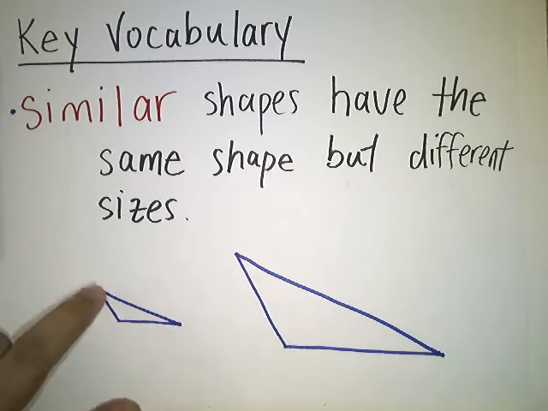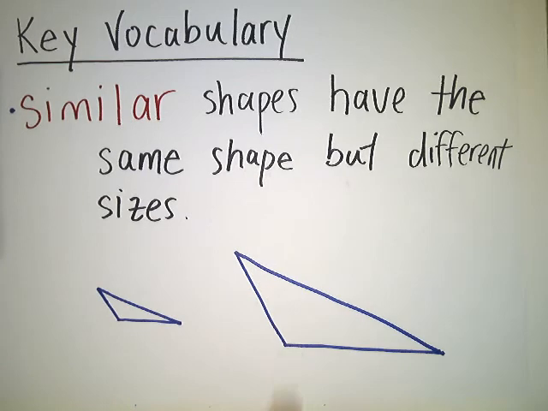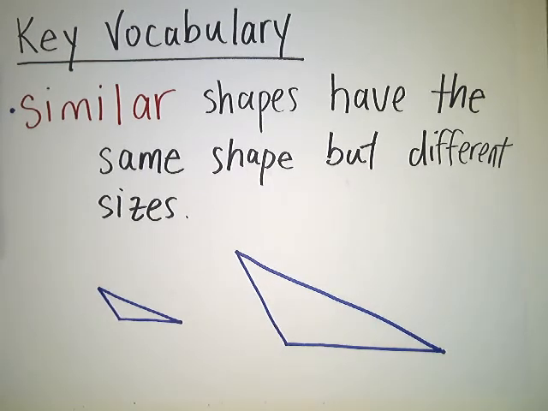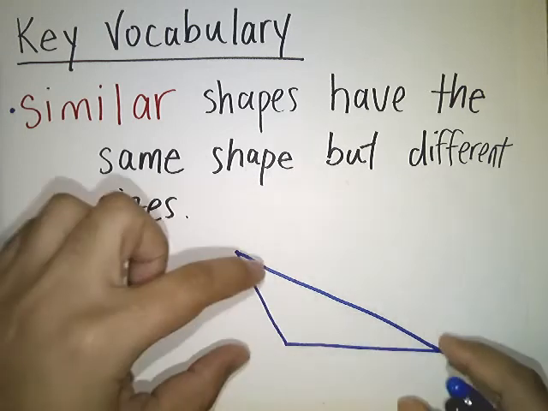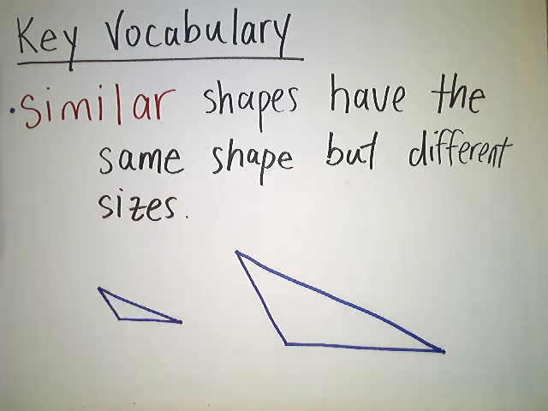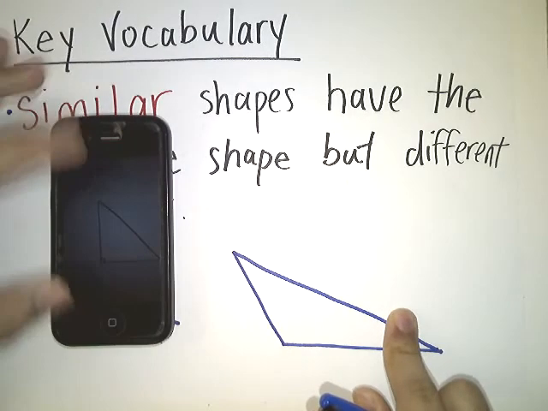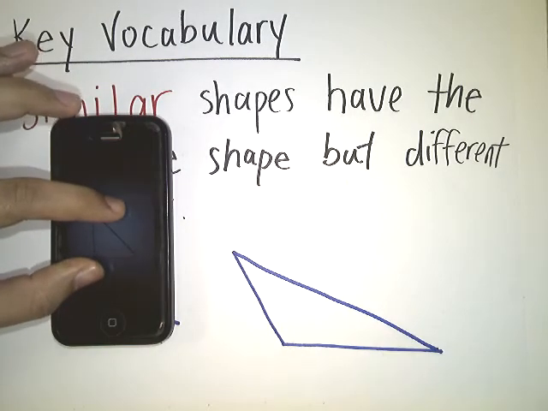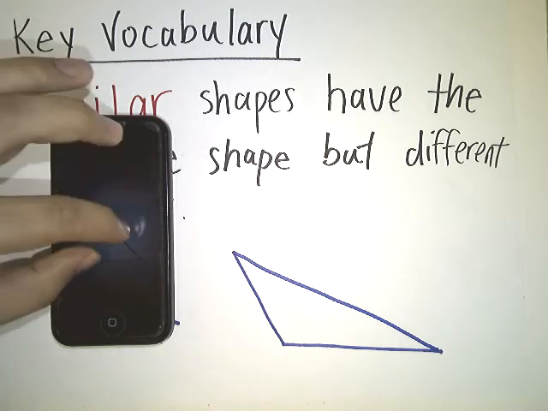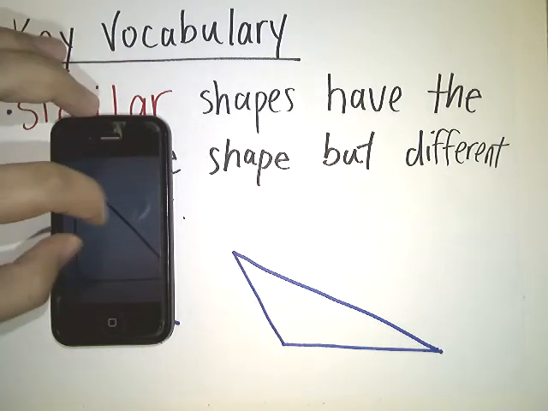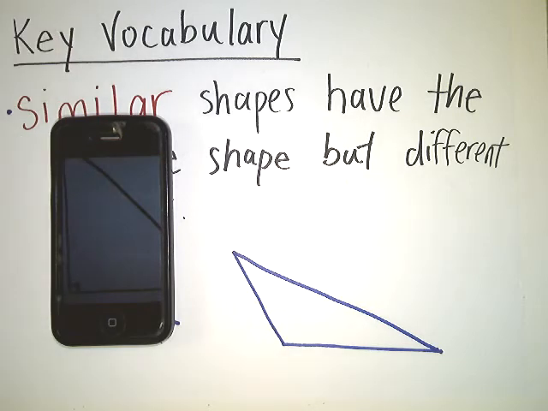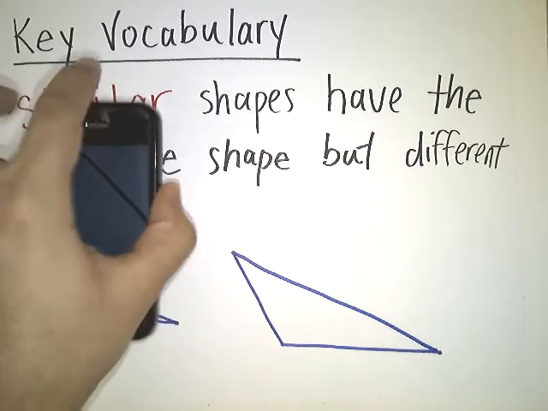This angle and this angle are the same. This angle and this angle are the same. This angle and this angle are the same. So they have the same shape, but all that's different is that this triangle is bigger than this triangle. It's as if we've taken an iPhone and started with a small triangle, and we've just pinched it out to zoom. It's the same shape, just a different size. That's the idea with similar shapes.